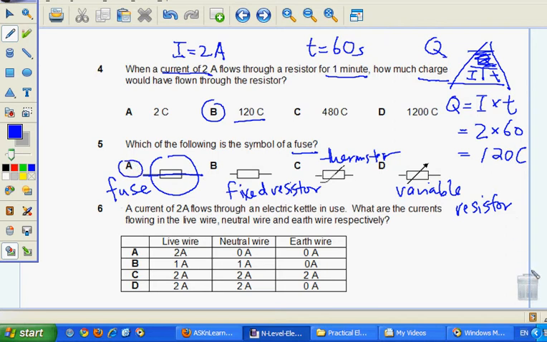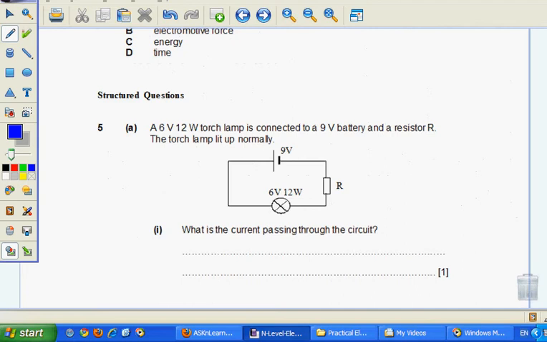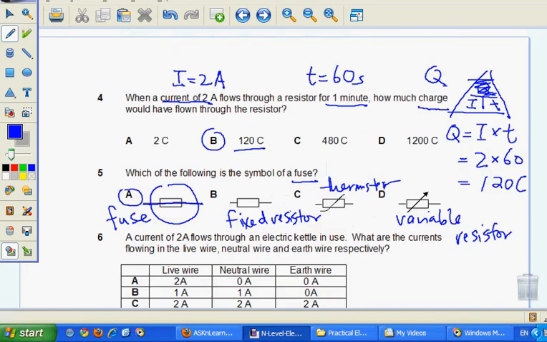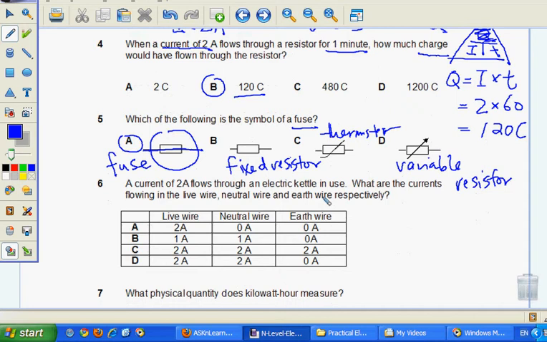Okay, let us now move on to question 6. Question 6 is asking about a concept in the topic of practical electricity. There's a current of 2 ampere that flows through an electric kettle in use, which means it's operating normally. So what are the currents flowing in the live, neutral, and earth?